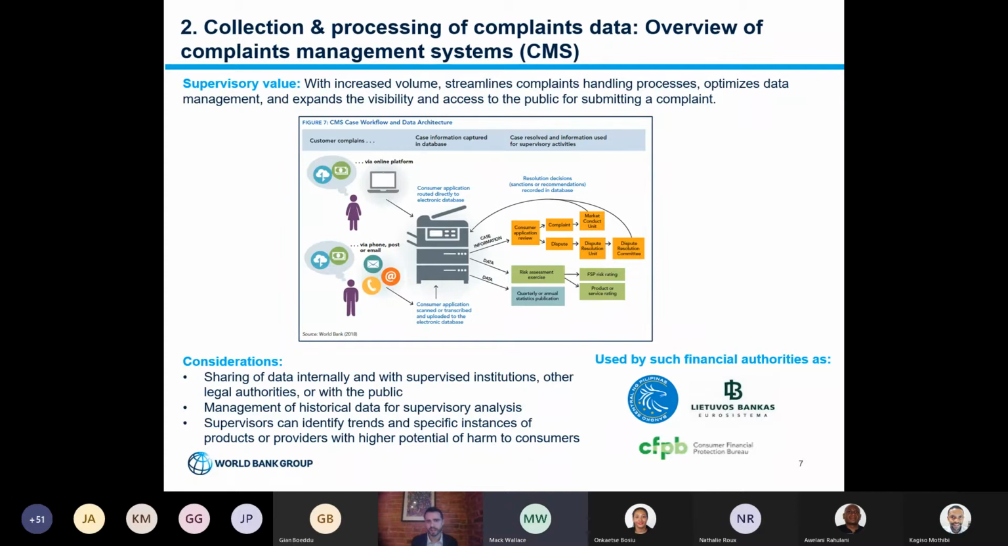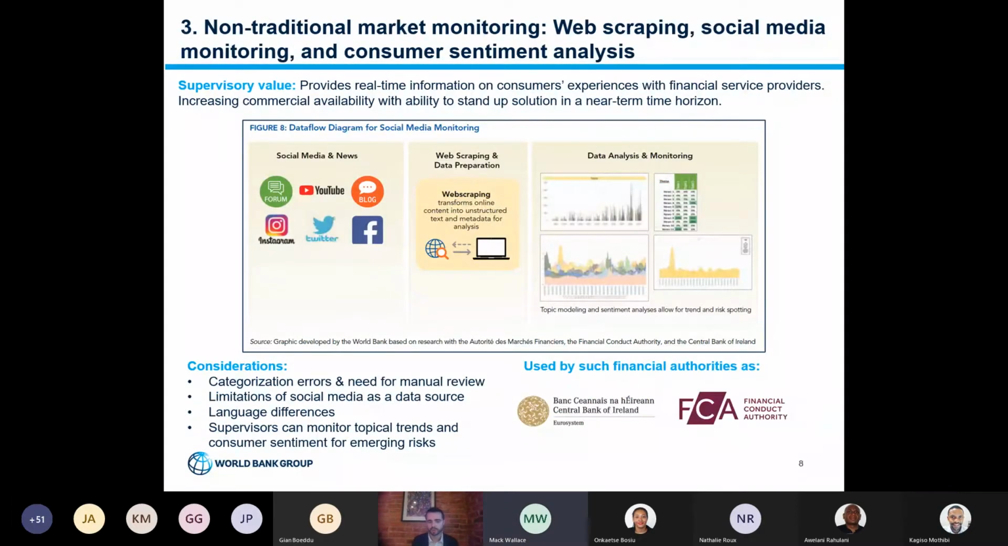The next category that we observed in our research relates to non-traditional market monitoring, and here we see quite a bit of innovation as well. The example that I'll share here is social media monitoring, which is often used together with web scraping and consumer sentiment analysis. Supervisors use these solutions to listen directly to the voice of the consumer and understand consumers' interactions with financial providers in real time. This enables supervisors to more quickly identify and act on emerging consumer risks. And as commercial solutions have become increasingly available at competitive prices, we see more financial authorities around the world piloting or adopting such solutions.